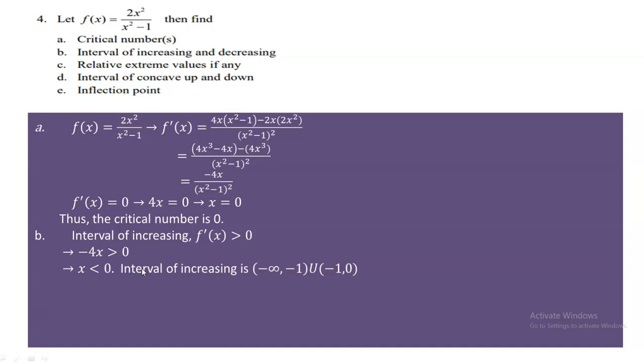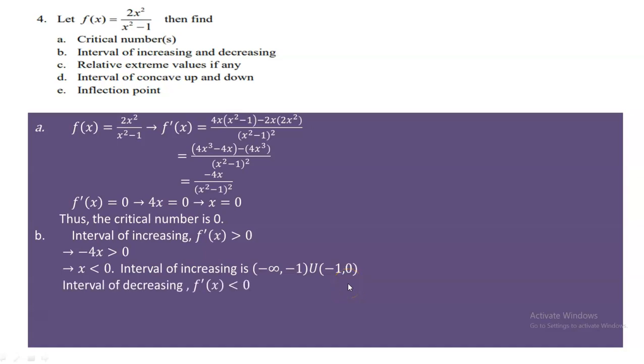And dividing the whole by 4, you see you can have x to be less than 0. So the interval of increasing is from minus infinity up to minus 1, union from minus 1 to 0. Basically it was less than 0, but we have to create a means of rejecting minus 1 because minus 1 is not part of the domain here. And because of that, you see the interval of increasing is going to be this one.